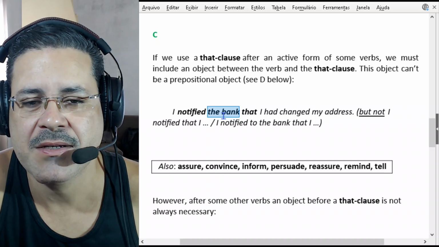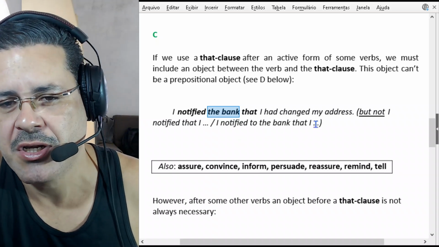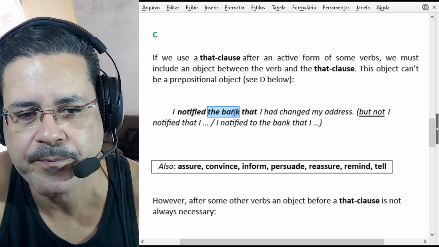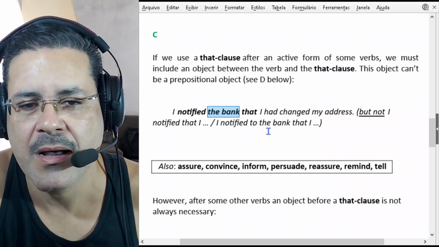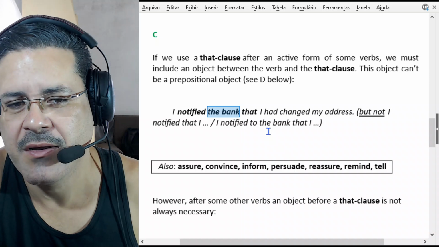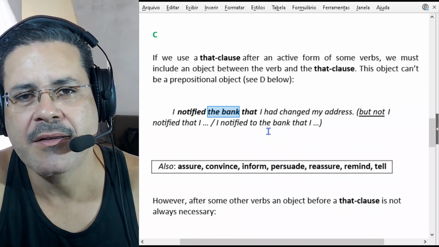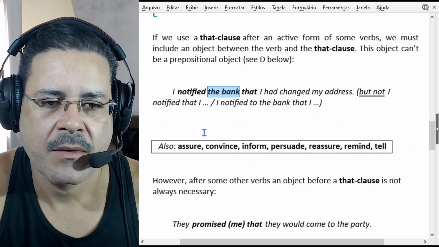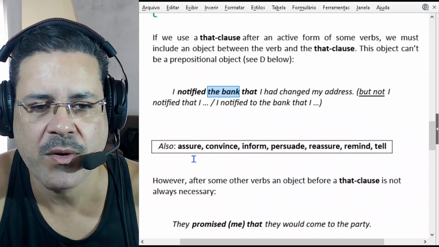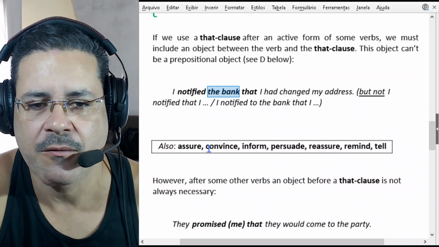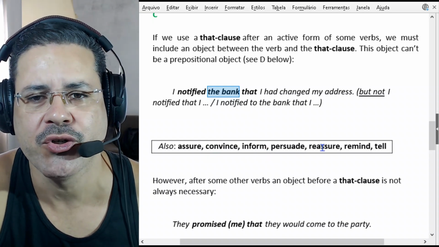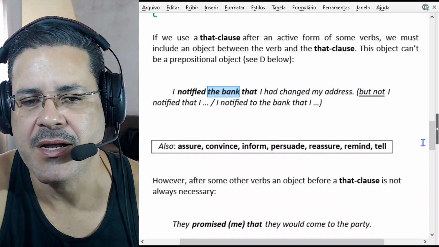Asked about what he had changed. He was like, I notified the bank that I had changed my address. Or asked about what he changed. He went, I notified the bank that I had changed my address. That's okay. We use that pattern with the verbs to assure, convince, inform, persuade, reassure, remind, and tell.